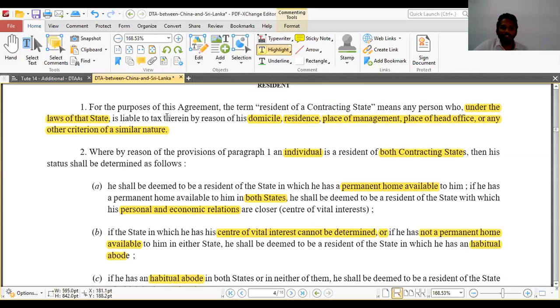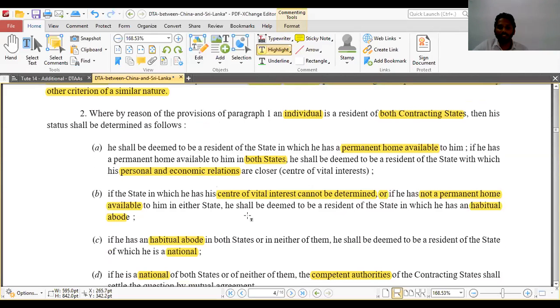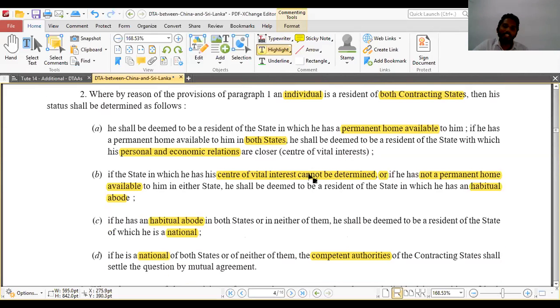Subject to this, we are going with the local law, that is, the Inland Revenue Act No. 24 of 2017. Then, if it is unable to determine, the act also refers to both countries being resident. Then that country also becomes resident, and this country also becomes resident. In that case, only then do we need to go with this one. Then these things we have also used to interpret residency in the normal resident principle in the act.